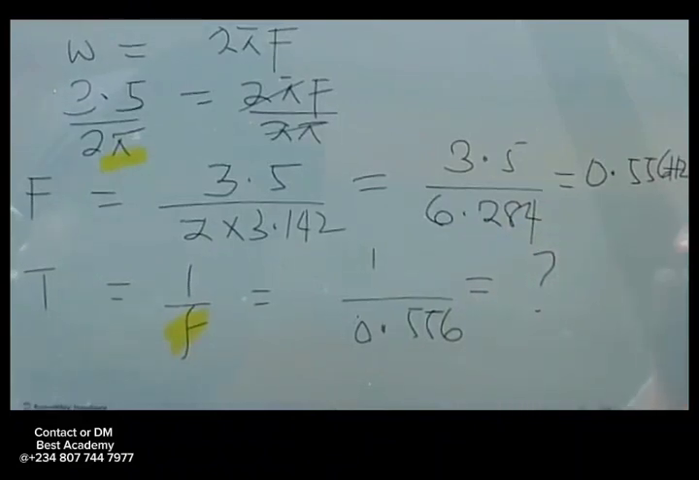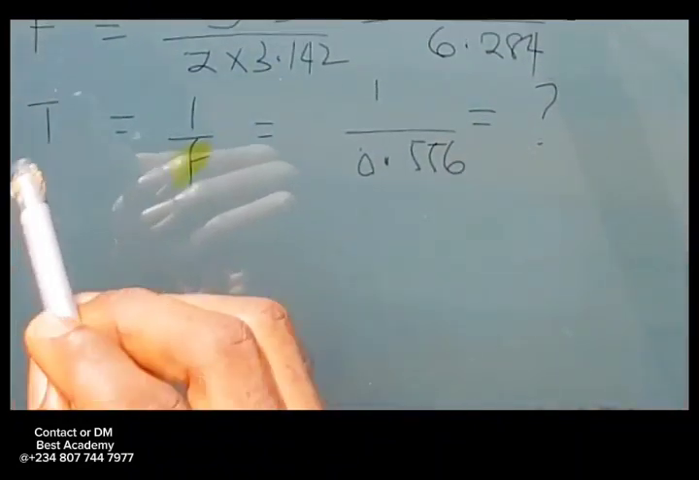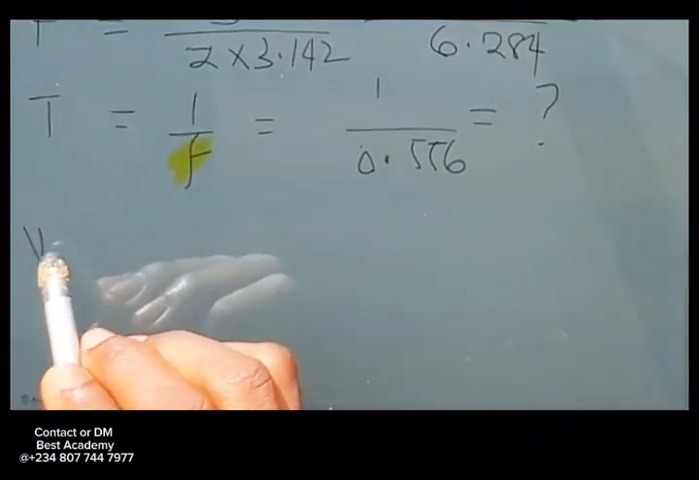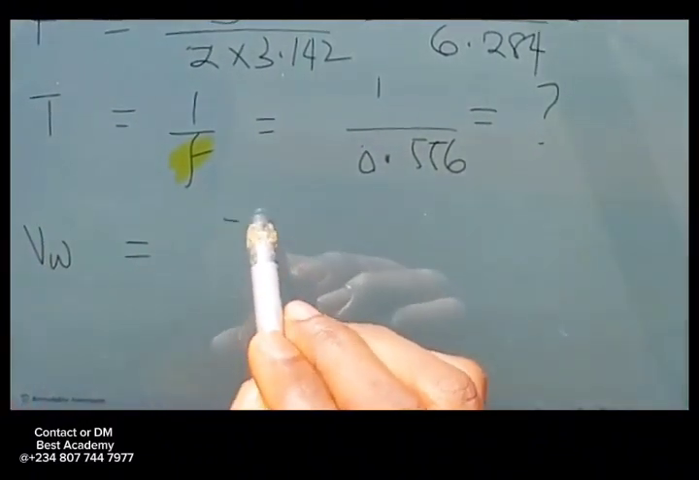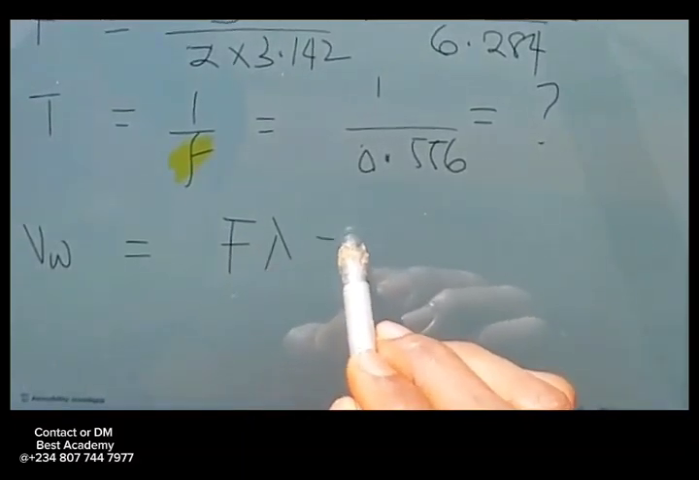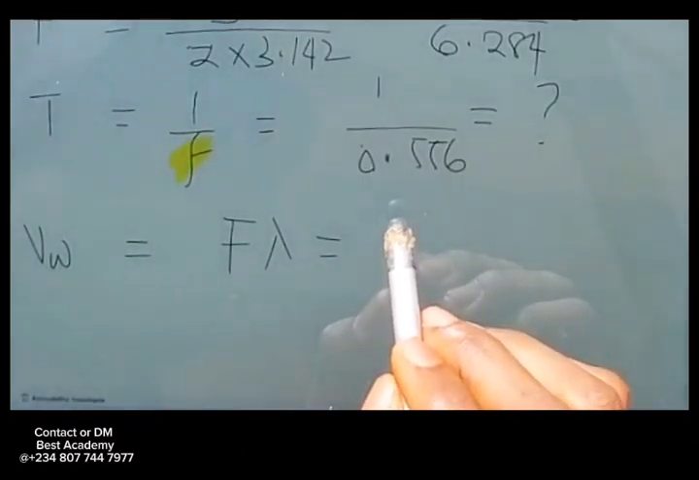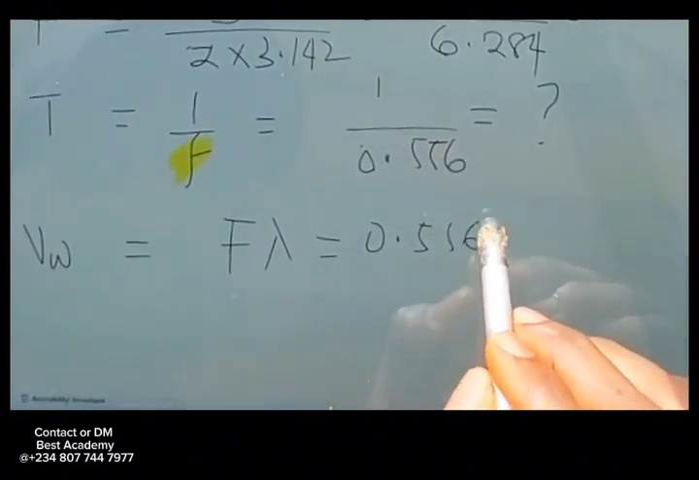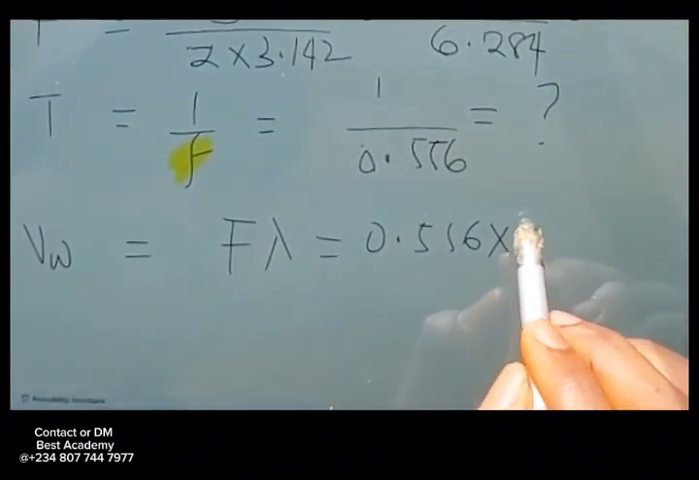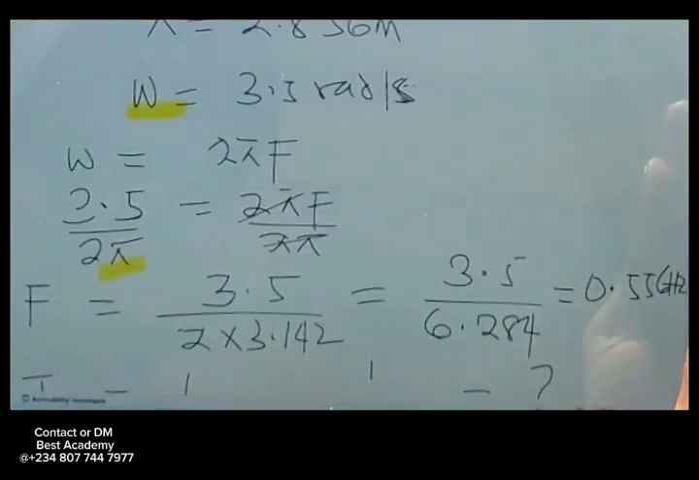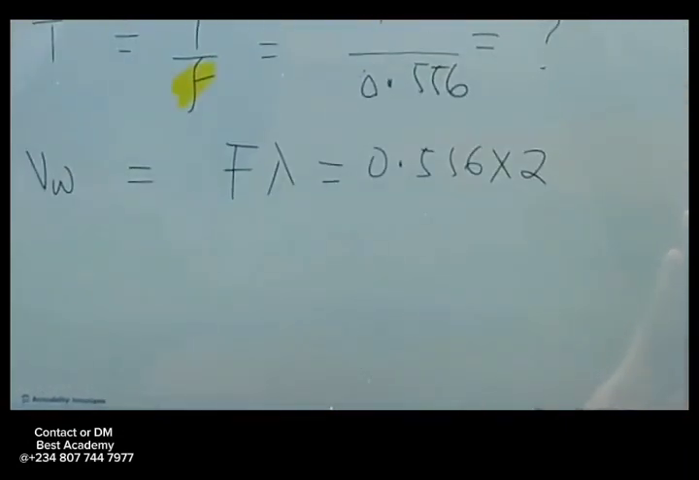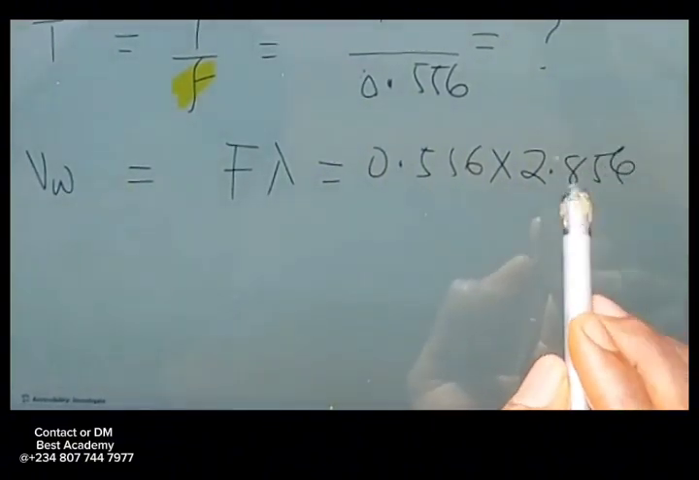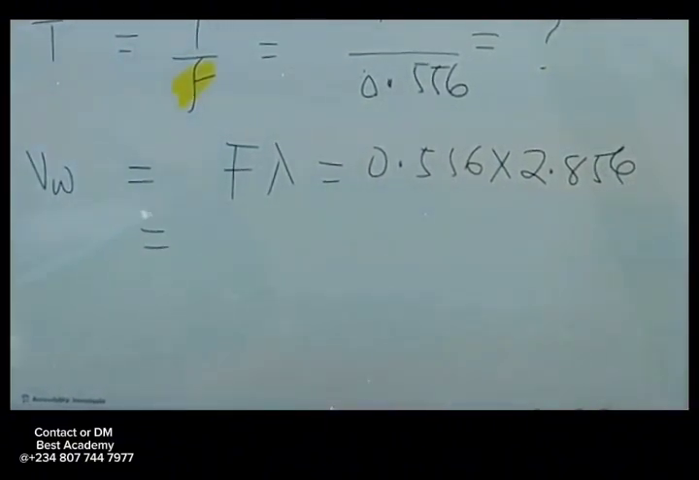Okay, now let's solve the last one, which is wave velocity. Our wave velocity, V_w, is equal to f lambda. The frequency is given to us as 0.556, and lambda is given to us as 2.856. So in the calculator, let's get this.